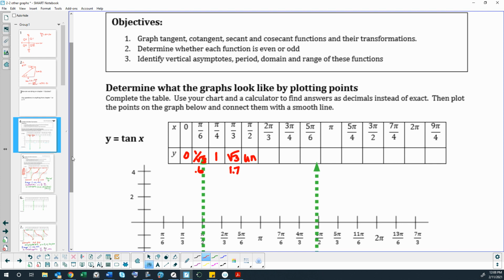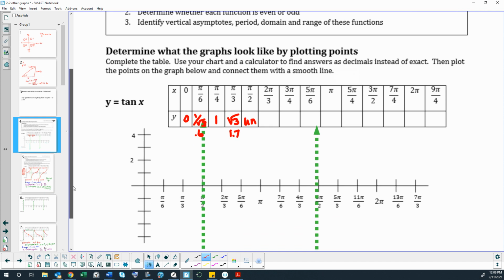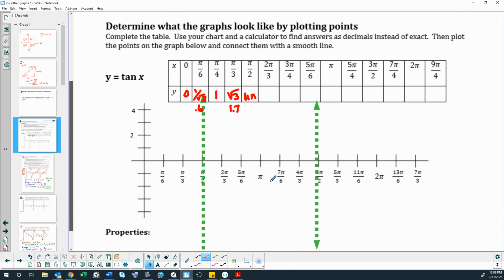Something I already have here on my graph that I didn't erase from what I wrote on here last year: I've already got my asymptotes placed at pi halves and 3 pi halves, because for those two angles, tangent is undefined. When we try to do opposite over adjacent, we're dividing by 0 and we can't do that. So I've already got those asymptotes marked in there. Okay, so let's start sketching what we've got.